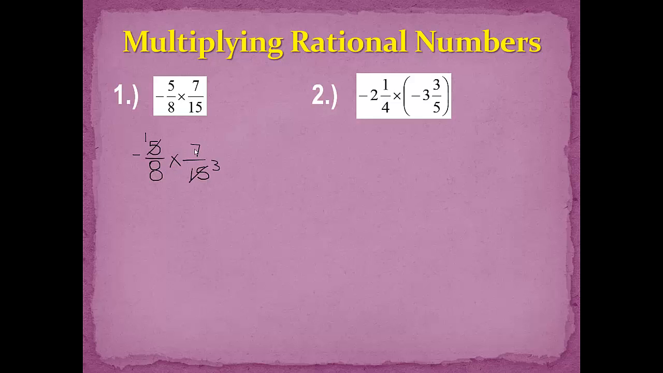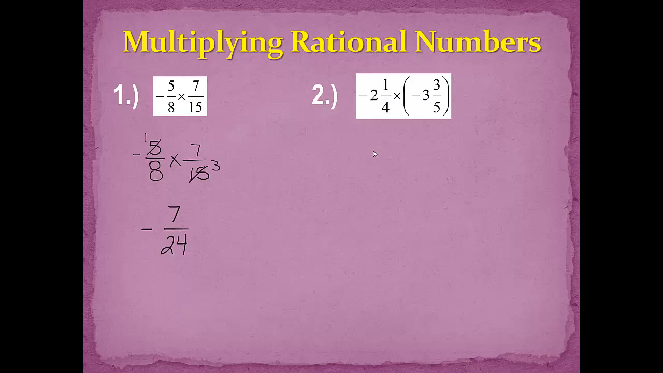For 7 and 8, we can only divide those by 1, so we'll go ahead and keep those numbers the same. Now we can multiply straight across. So 1 times 7 is 7, and 8 times 3 is 24. The first fraction was a negative, and the second one was a positive. A negative times a positive is a negative.